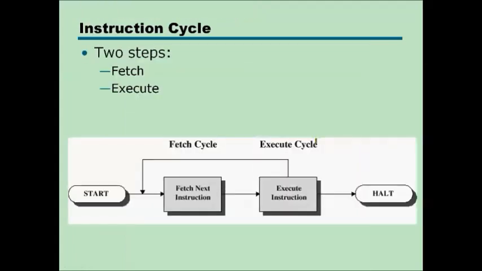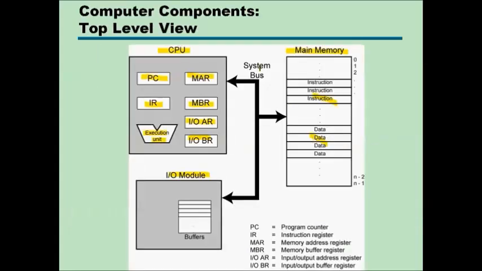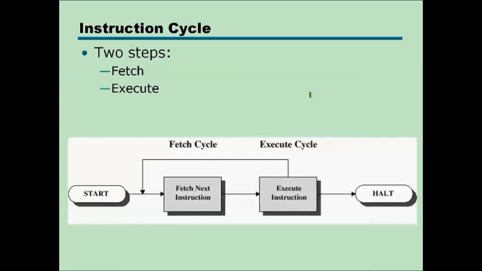So let's talk about the instruction. We're talking about this part under the main memory, where, as I mentioned a while ago, we have instruction and data. Let's discuss the instruction cycle. In the instruction cycle, there are 2 steps: the fetch and execute. So how does the instruction cycle work? From the start, we are going to fetch the instruction. After fetching the instruction, you are going to execute the given instruction.